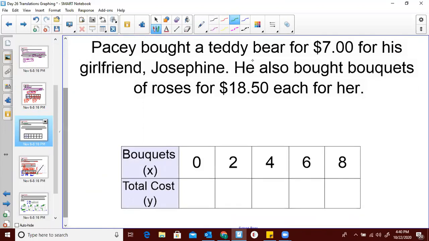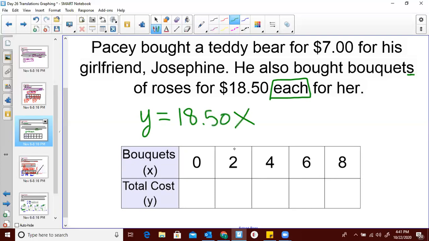All right, so Pacey bought a teddy bear for $7 for his girlfriend Josephine. He also bought bouquets of roses for $18.50 each for her. All right, so let's see. We know that total cost is Y. We know that bouquets is X. And remember, if total cost is Y, we start off with Y equals. Big key word here is each. When I see that word each, it means that I'm going to multiply by something, usually a variable. So he also bought bouquets of roses. So bouquets here are going to be our X for $18.50 each. That's going to be $18.50 for each bouquet of roses.